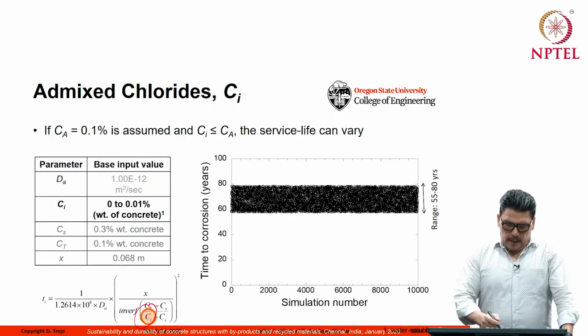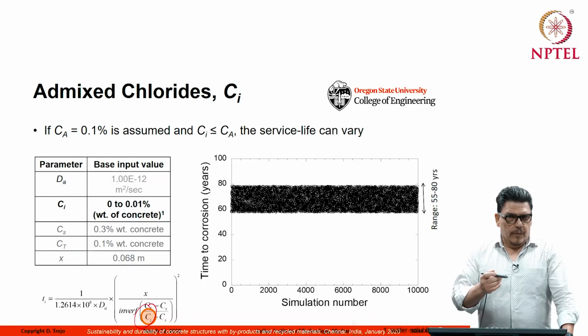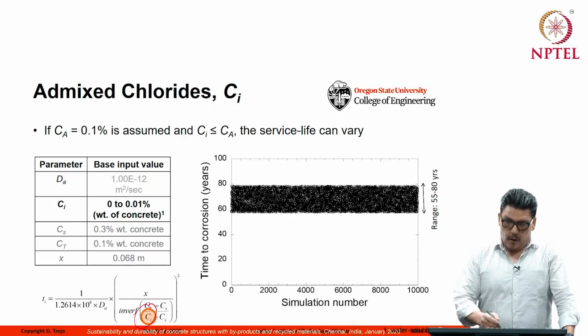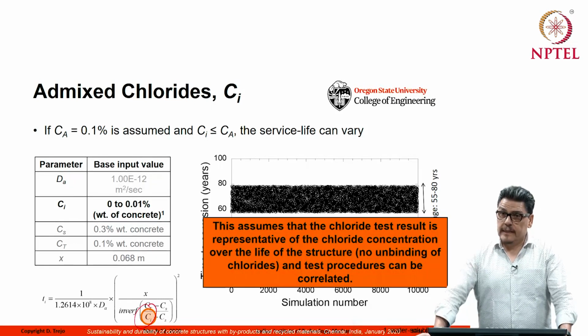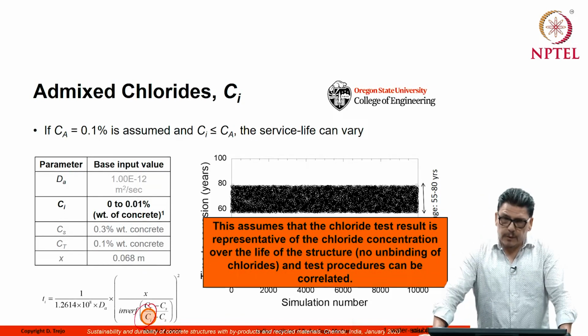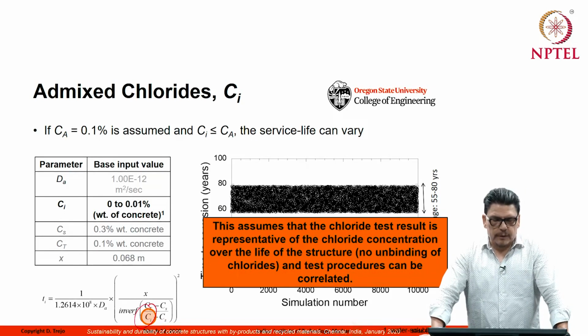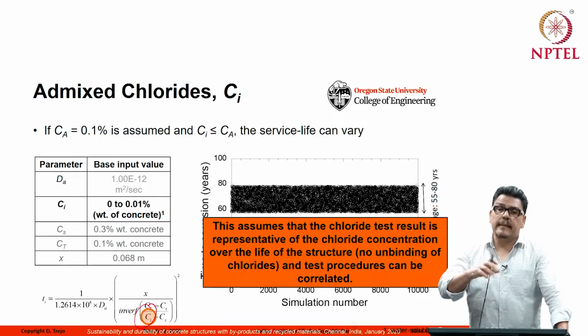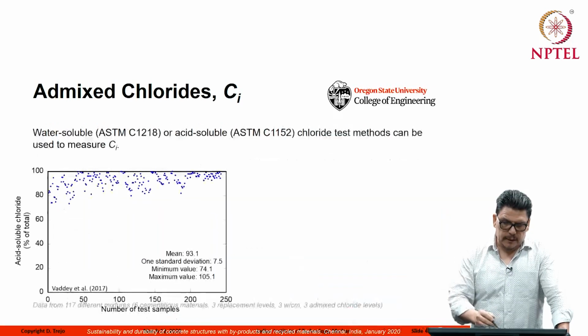We assumed 0 to 0.1% by weight of concrete. That's the range that we assumed. Of course, if we assumed different testing and different conditions, it could vary even more. But what this really assumes is that the chloride test result is representative of the chloride concentration over the life of the structure. That assumes no unbinding, and that the test procedures can be correlated. I'm talking about the acid-soluble test and the water-soluble test.